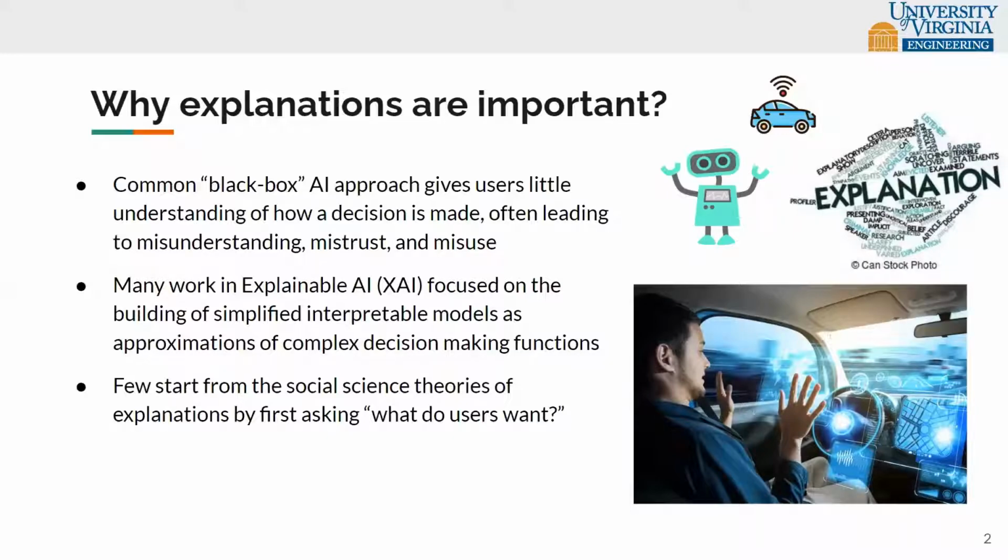This often leads to misunderstanding and mistrust of the system. The majority of work in explainable AI has been focused on building simplified interpretable models as approximations of complex decision-making functions. However, few works consider social science theories of explanation.